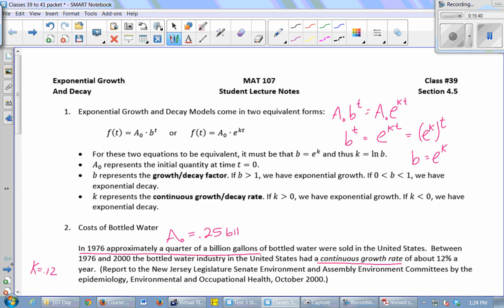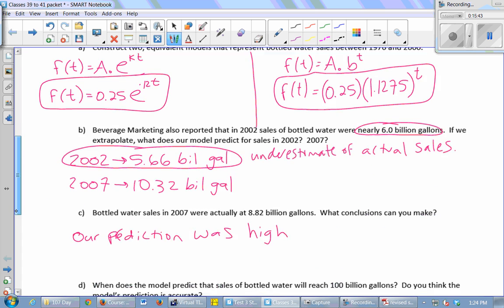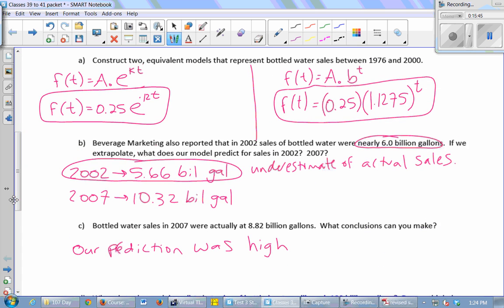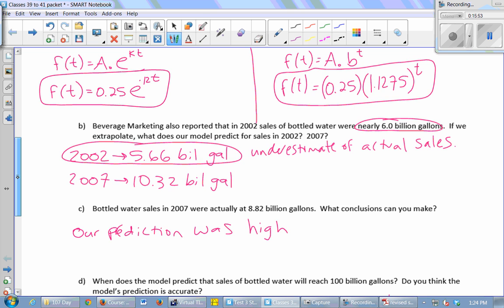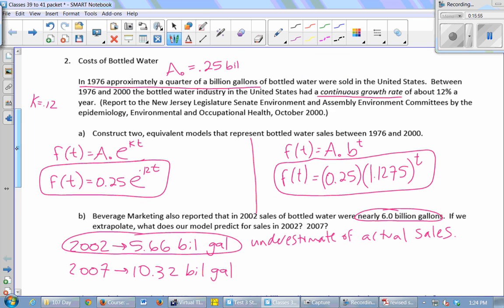Okay, so that's our first example. So you can see that there are two ways you can write an exponential growth or decay model: A e to the kt or A times B to the t, and they're equivalent. Use whichever one makes more sense to you, or whichever one's easier. In this particular one, they gave me k, so it would be easier to write this model that has k in it.